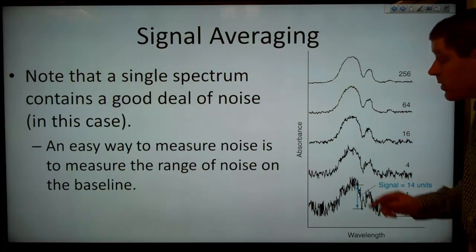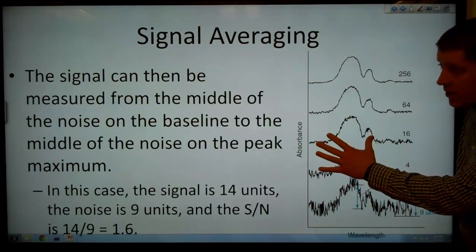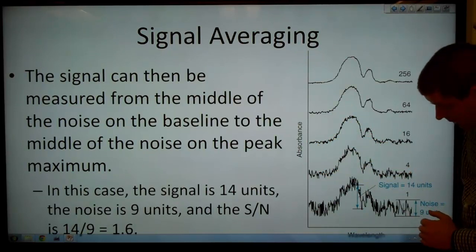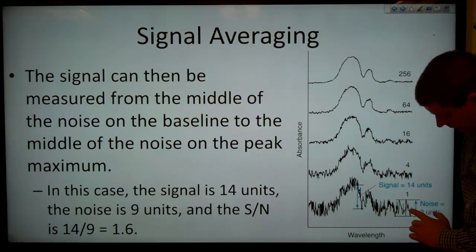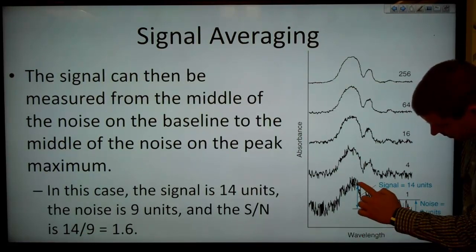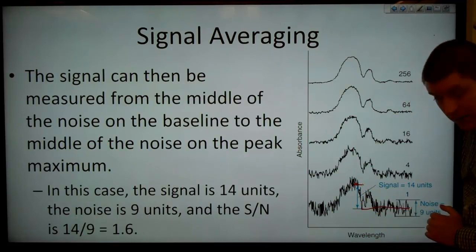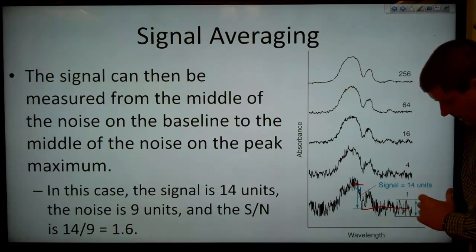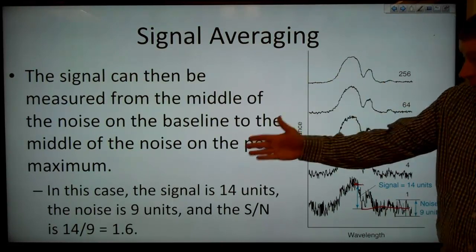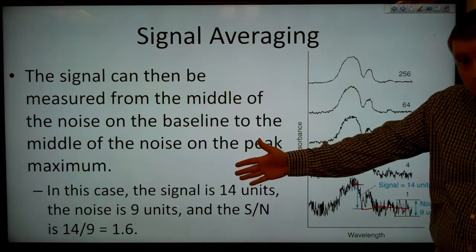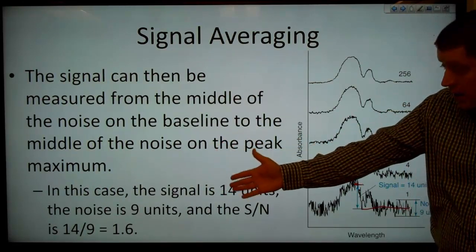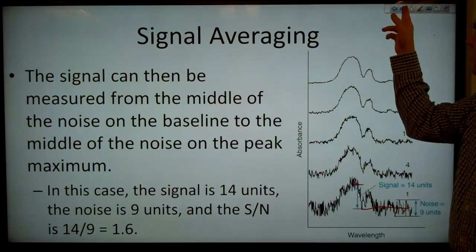and our signal in this case happens to be 14 units. And our signal then can be measured from the middle of the noise on the baseline to the middle of the noise on the peak maximum. The middle of the noise on our baseline is there. That's this value here. The middle of the noise on our peak maximum is there. And that difference then is our signal, which is 14 units in this case. And that means that our signal-to-noise ratio is our signal 14 divided by our noise, which is 9, which in this case is 1.6.